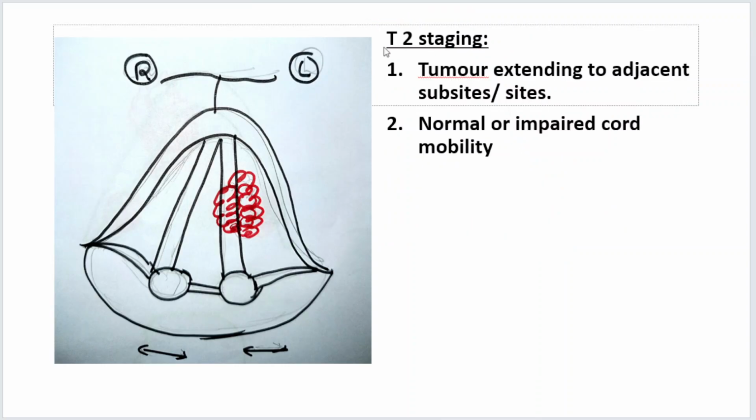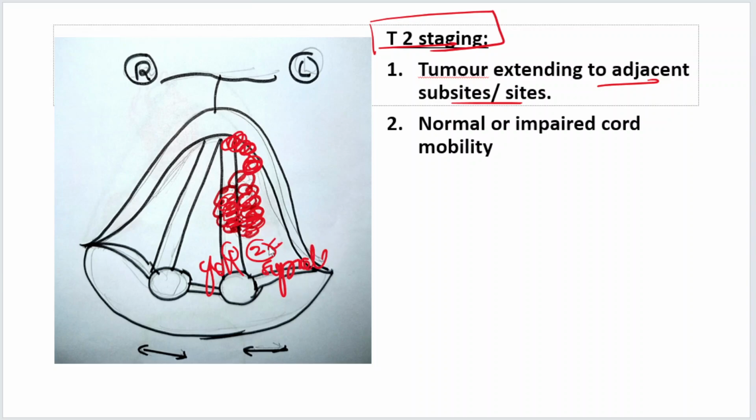Okay, now coming to stage T2. Stage T2, tumor extending to adjacent subsites or sites. So here there is a tumor that started in the vocal cord and it has gone into the false cord. So there are two sites involved. Glottis is involved and supraglottis is involved, or it can be a tumor from the epiglottis going onto the false cord, or it can be a false cord going into the arytenoid, or it can be a false cord growing into the aryepiglottic fold. All these, if there is more than one adjacent subsite, then it comes under stage T2.